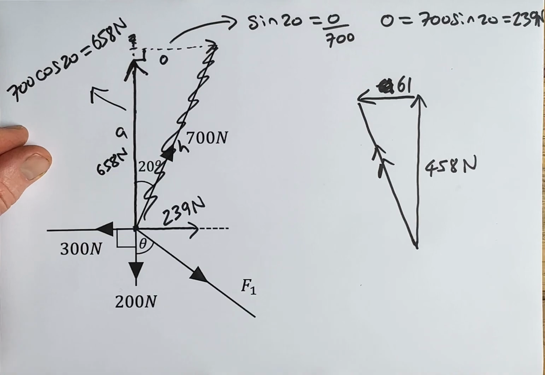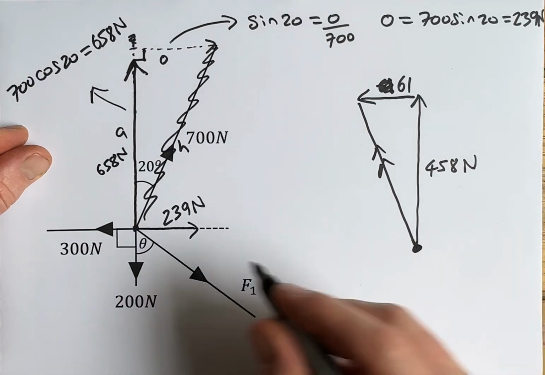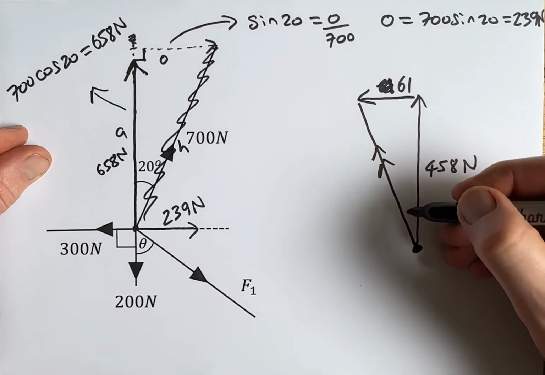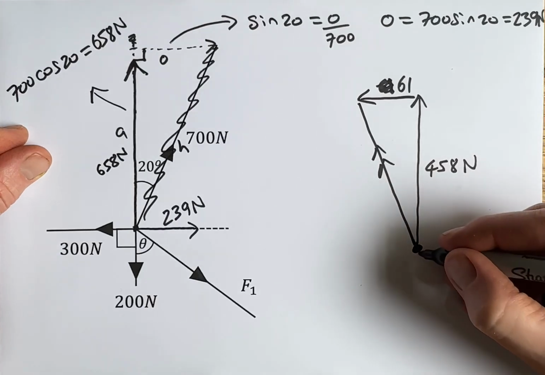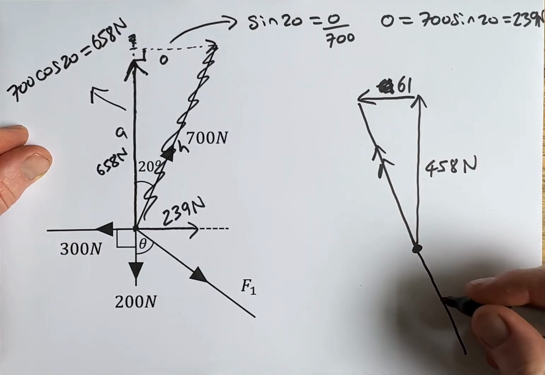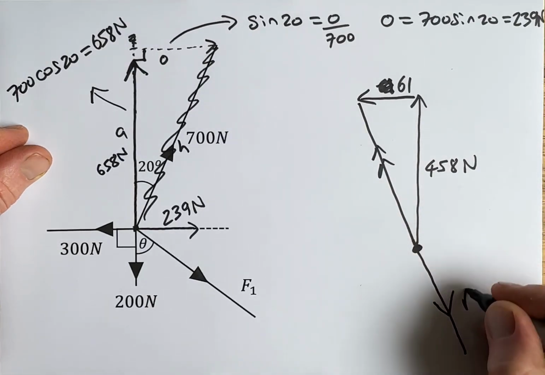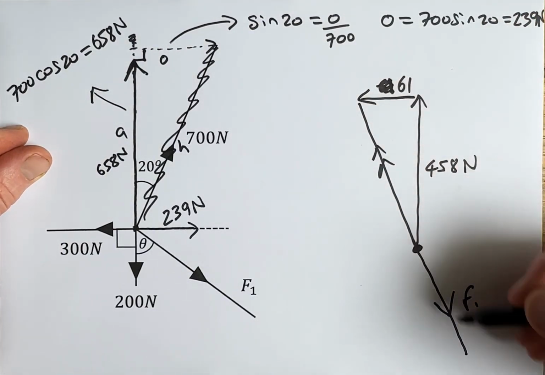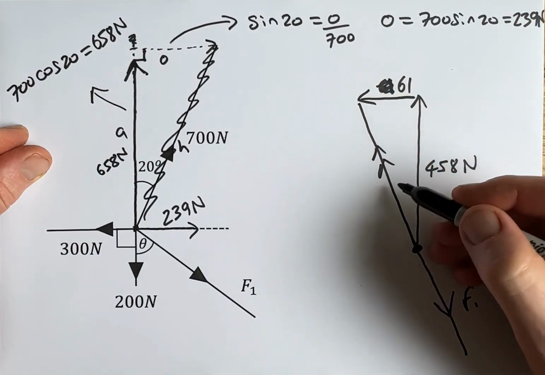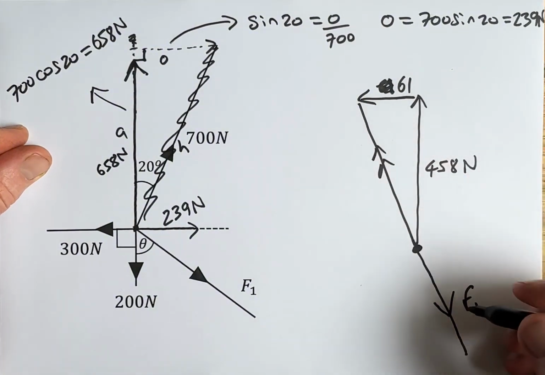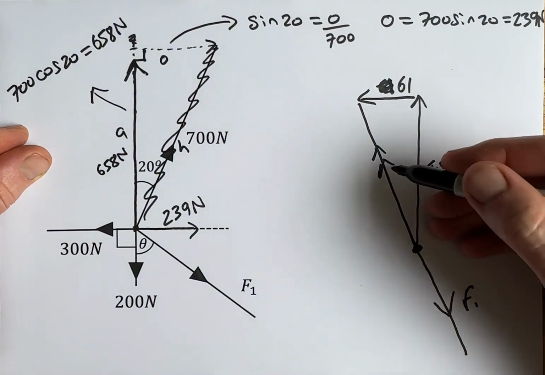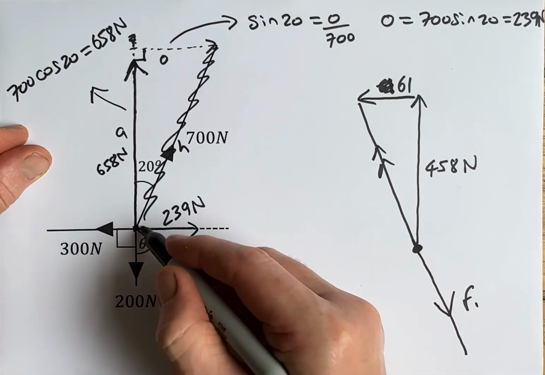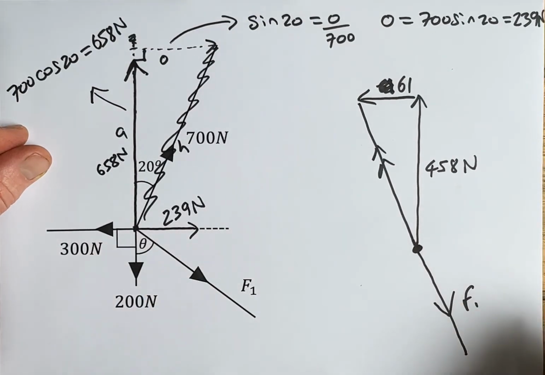The key point here is, if this is the point that we're considering, this resultant force here must be equal and opposite to F1. I know that's not very well drawn, but that should be on a straight line there. This resultant of these two vectors must be equal and opposite to F1 in order for those two to cancel out and there to be no resultant force on that point.